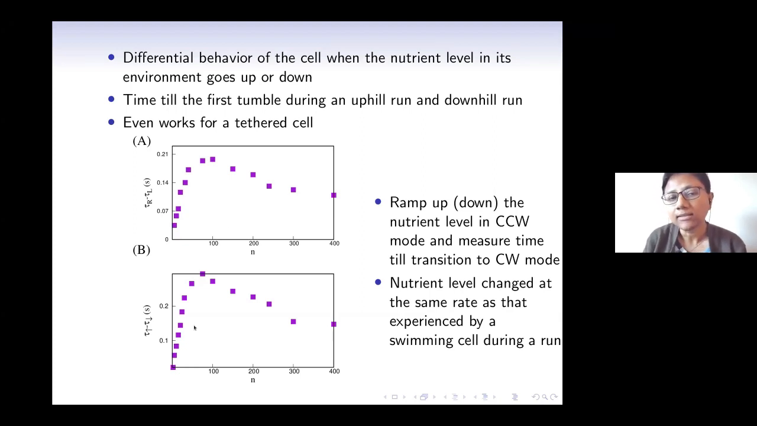Moreover, this idea can also be used to measure the chemotactic performance for a tethered cell. So what happens for a tethered cell? For all the cells, you have flagellar motors. When the cell is in the run mode, the motors rotate counterclockwise. When the cell is in the tumble mode, the motors rotate clockwise. So people often look at a tethered cell and look at its motor response and extrapolate the run-tumble response from there in experiments, which is very convenient. You don't have to track a swimming cell, you just look at a tethered cell. And even for a tethered cell, we can measure this quantity and we find that there is a peak.